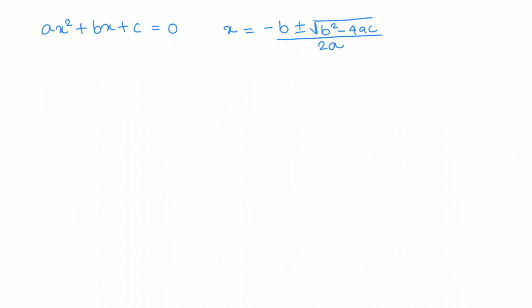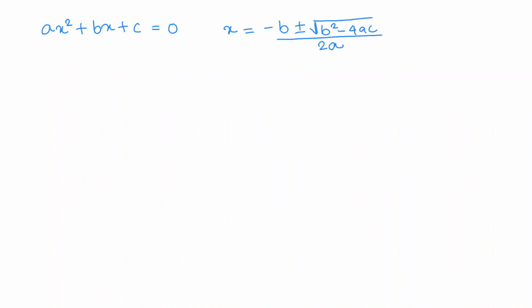Now, if we have a quadratic equation in the form ax square plus bx plus c equals to 0, then we can find the value of x. And I'm sure everybody would remember this formula. The formula is minus b plus minus root of b square minus 4ac the whole upon 2a. This is the formula to find the roots of the quadratic equation directly. So let's try one using the formula method.